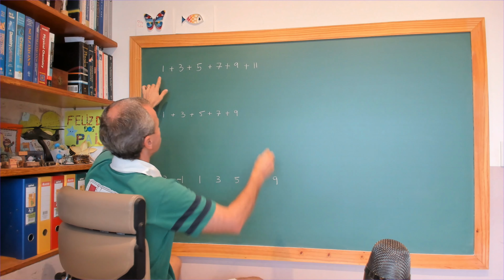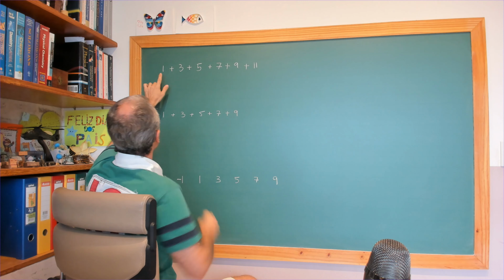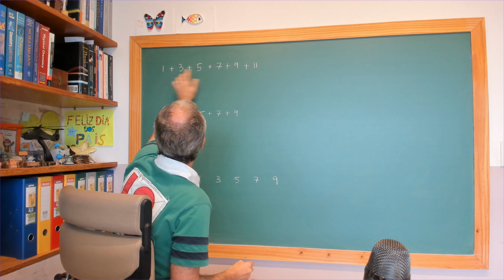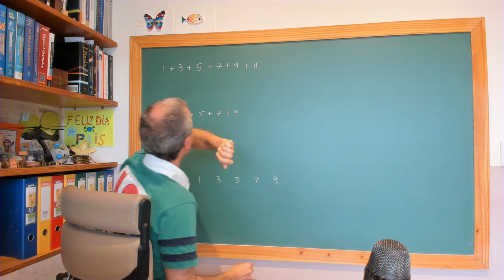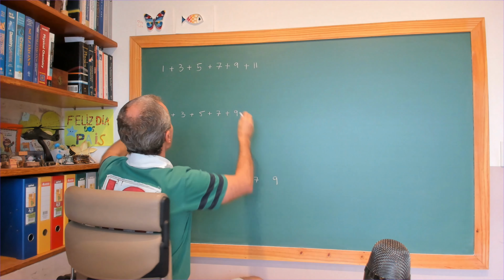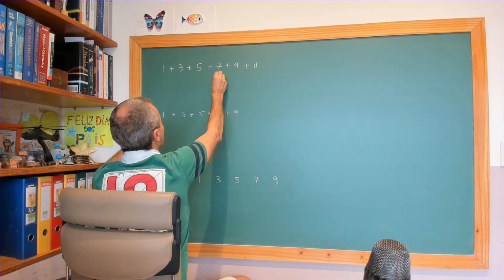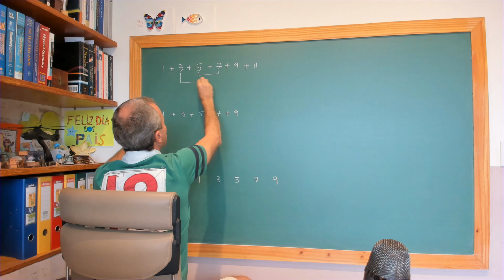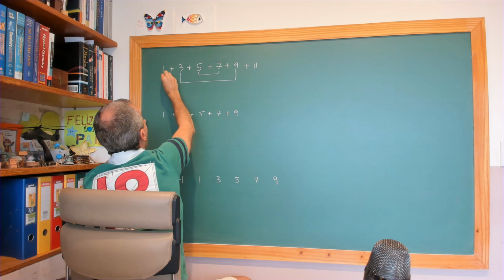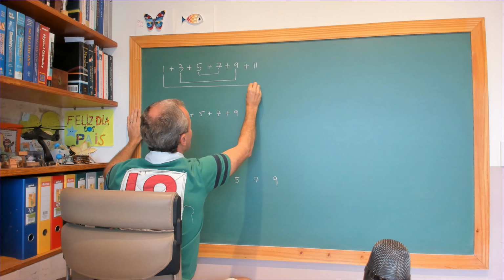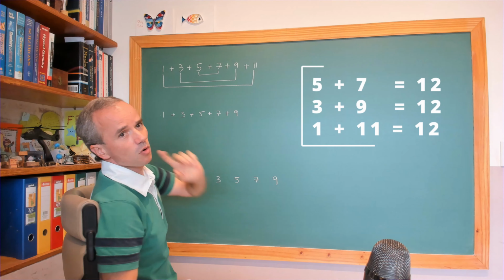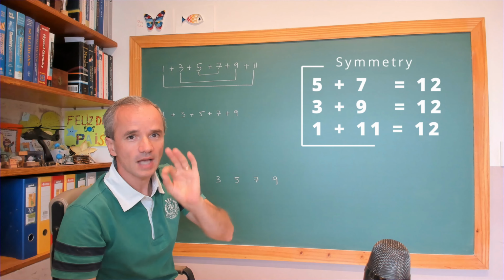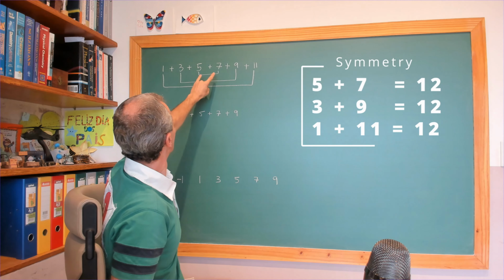So, in here, for instance, how many terms? 1, 2, 3, 4, 5, 6. We have 6 terms. So those are going to be the center. Agree? In here and in here. I want you to pay attention on those pairs. Those pairs, they always add the same. 12.